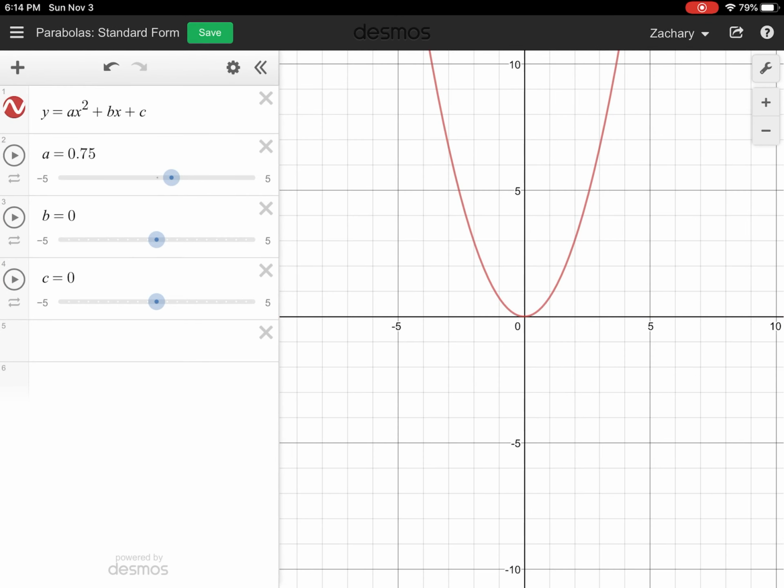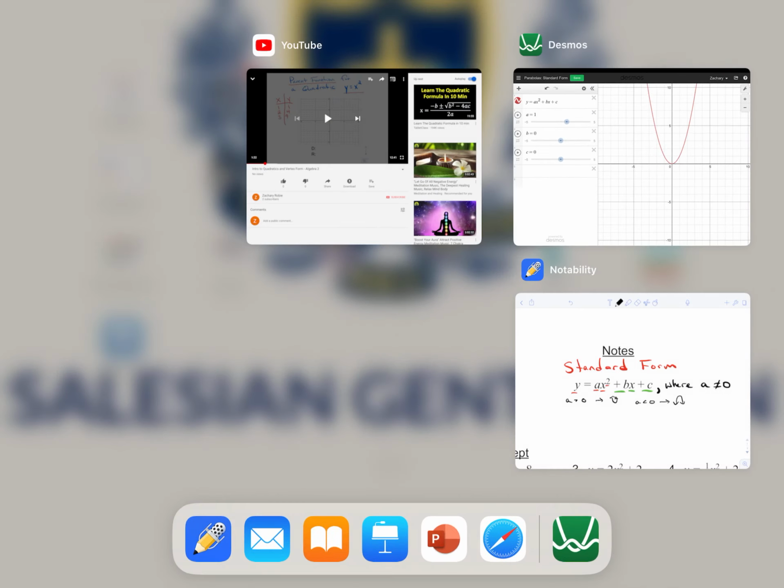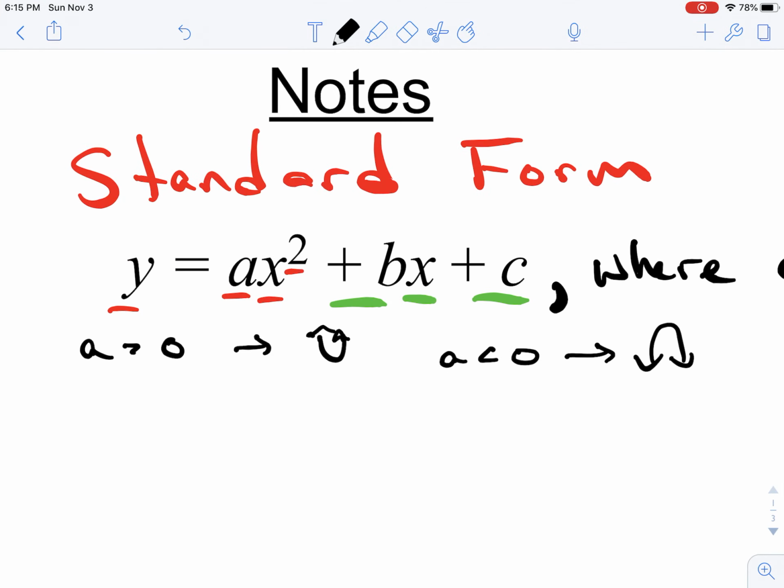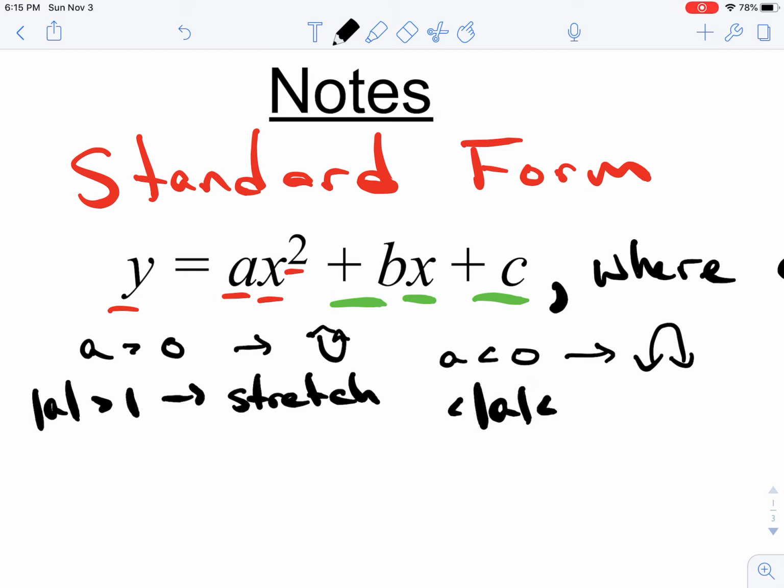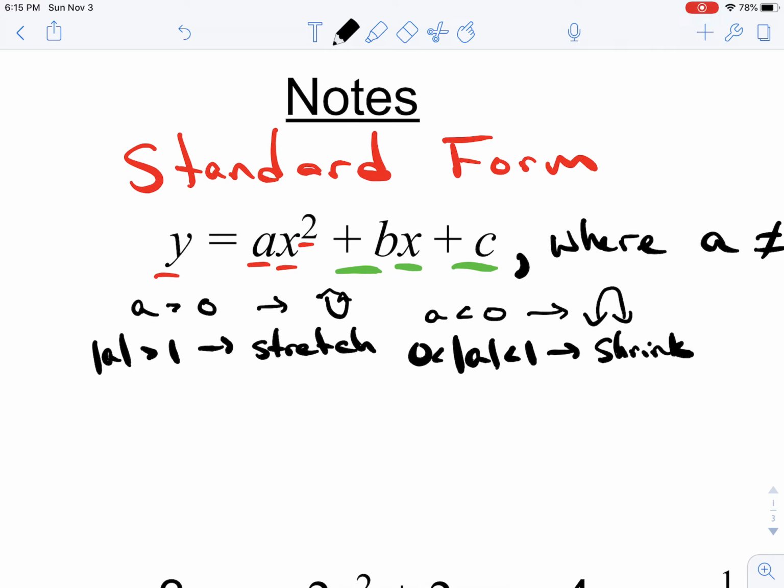The next thing is concentrate on when the a value gets greater than 1, what is happening? The graph is closing, right? It's getting more narrow, which means it's a stretch. However, when the a value is between 0 and 1, it's getting wider, okay? So our rules for a, our notes for a are the same in standard and vertex form. So if the absolute value of a is greater than 1, we're going to have a stretch. And if the absolute value of a is greater than 0 but less than 1, we're going to have a shrink. So it's nice that a works the same in both standard and vertex form.